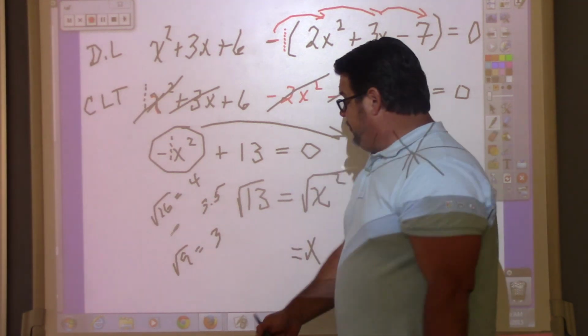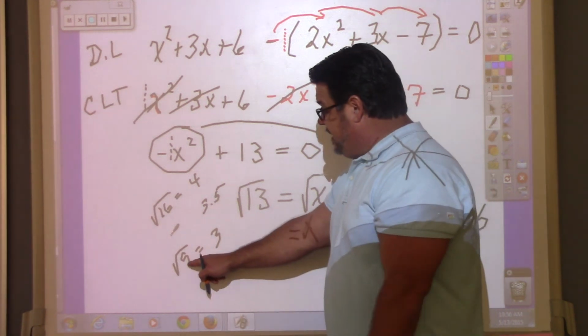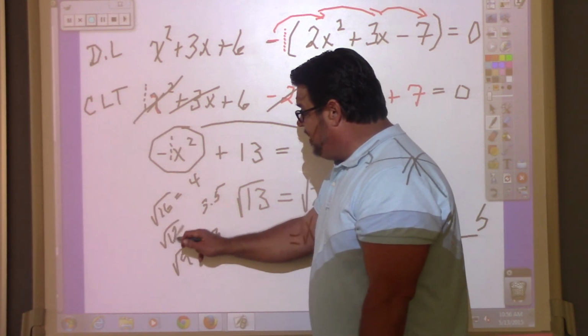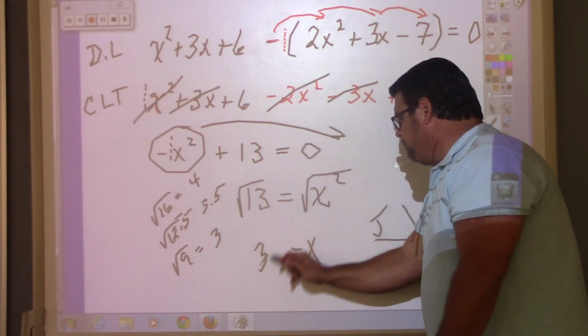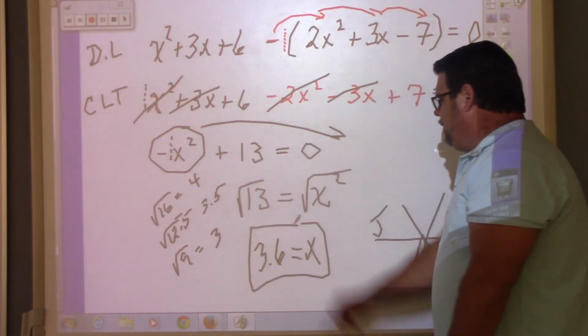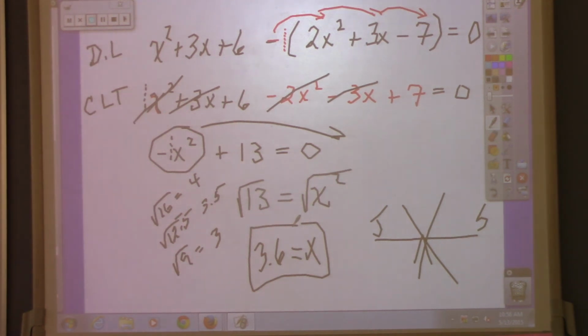So 9 to 16 is 7. Half of 7 is 3.5. 3.5 added on is the square root of 12.5. Oh my gosh! 3.6. Now take the calculators out and take the square root of 13 and see what you get. Oh my gosh! It's a miracle. I did that without a calculator.